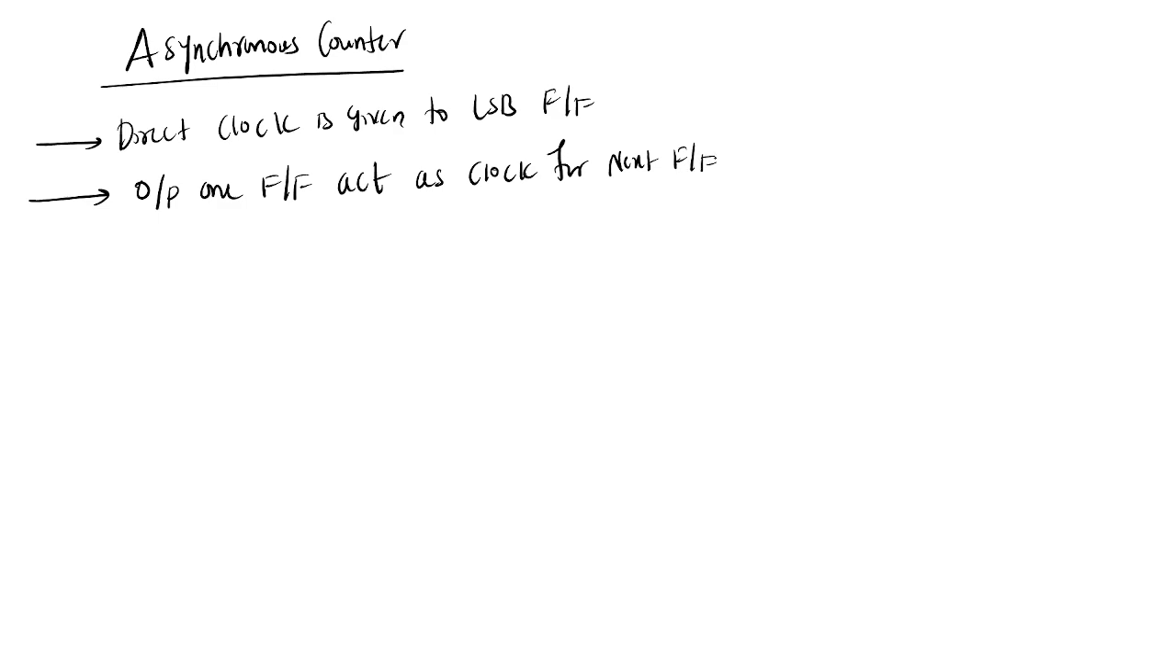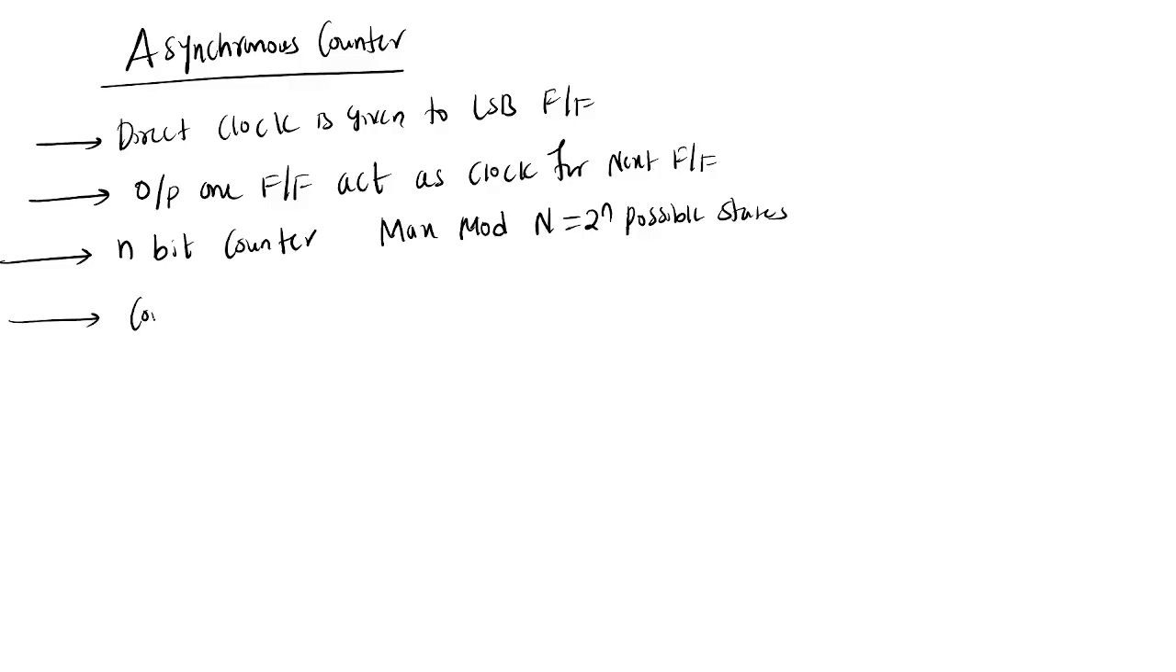Next, suppose you want to design an n-bit counter. What is the mod of the counter? That means the maximum it can count. The maximum mod of a counter is 2 power n. These are the possible states, and the count can be up count or down count.